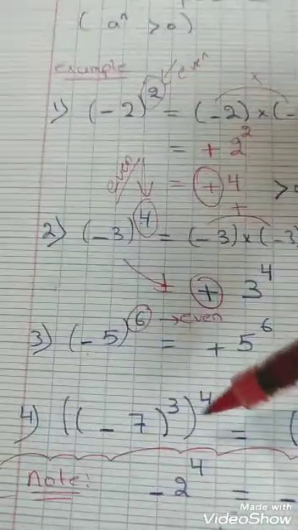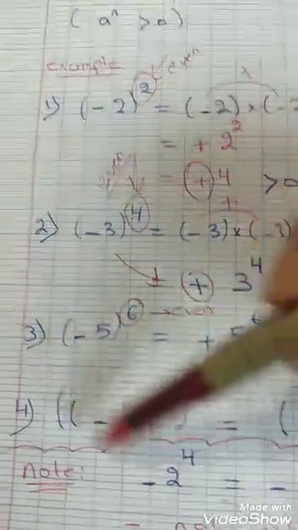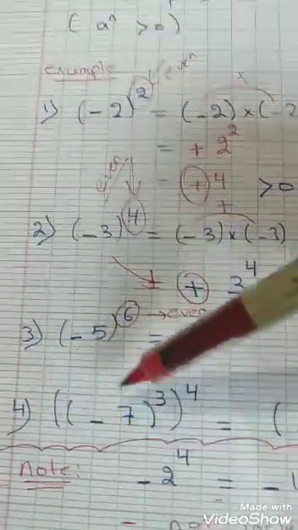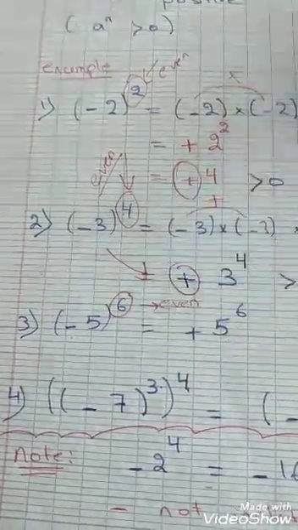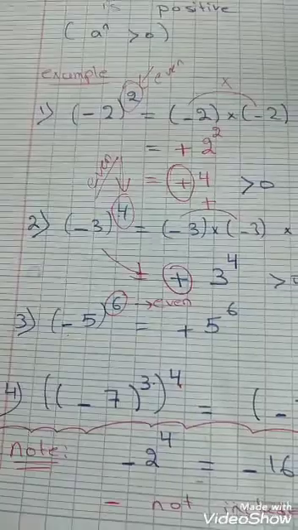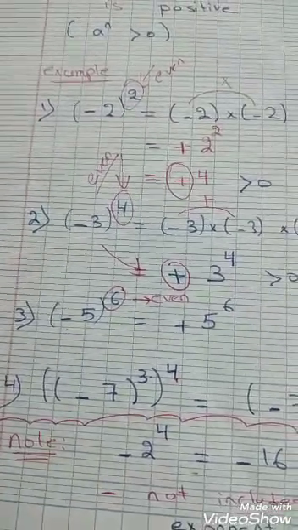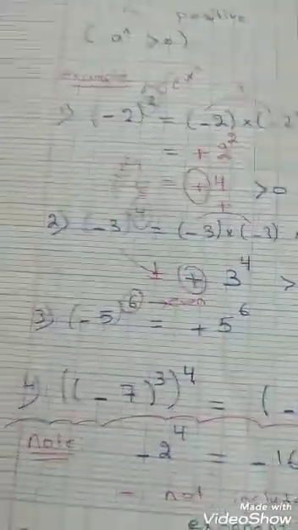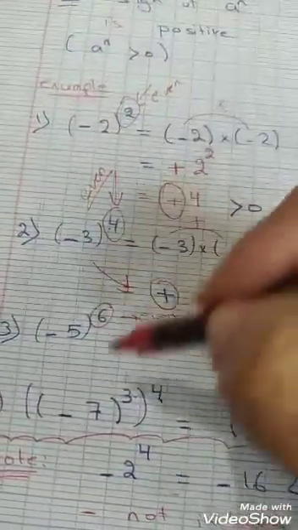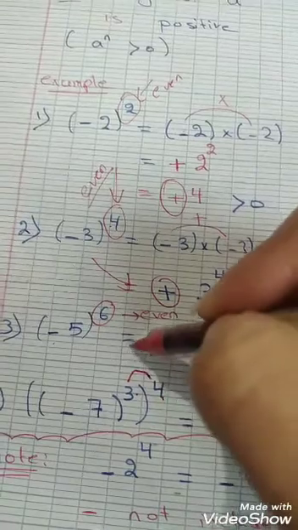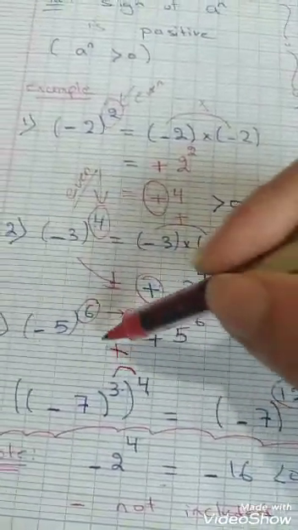Another example for you. Who can tell me, for minus 7 to the exponent 3 to the exponent 4, will I get plus or minus? Will I get a positive number or a negative number? I can't say whether it is positive or negative before I multiply the exponents. So I keep minus 7 and I multiply the exponents.